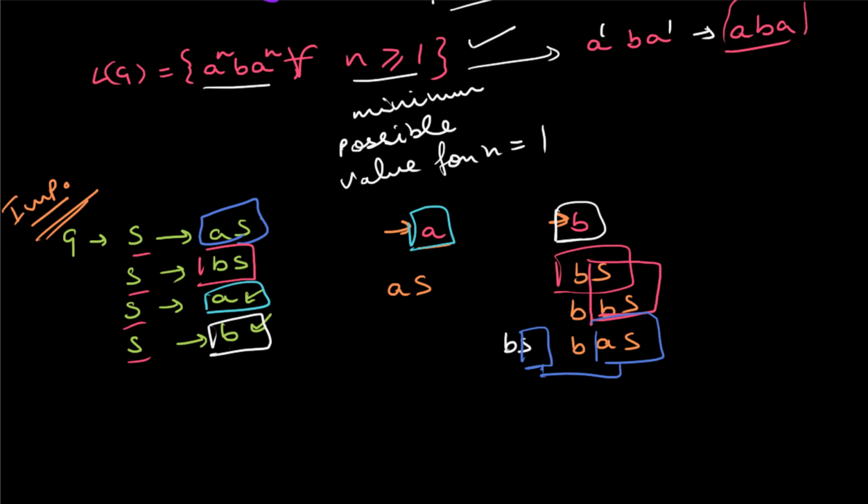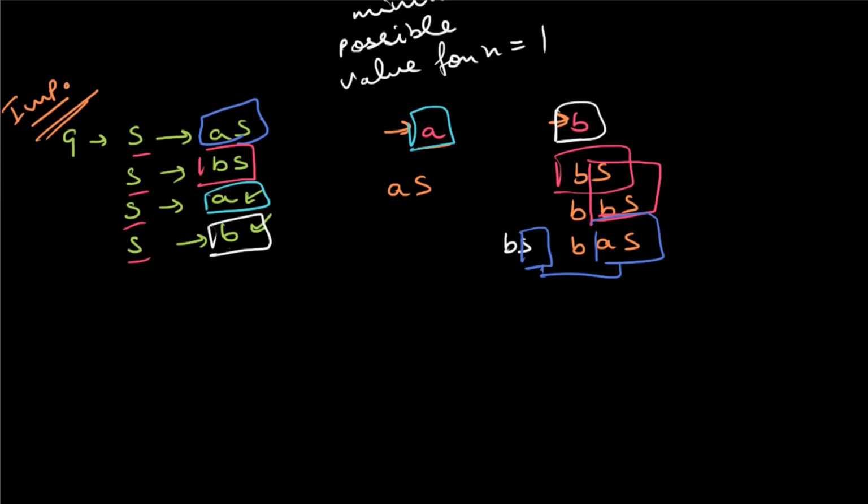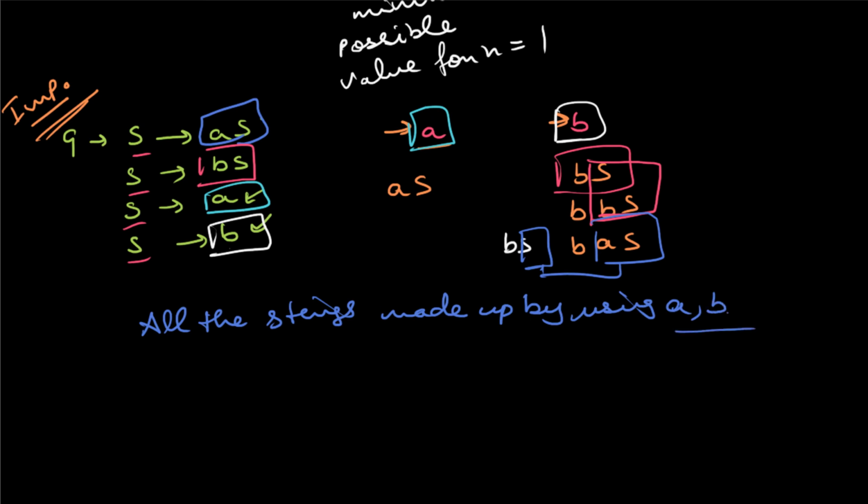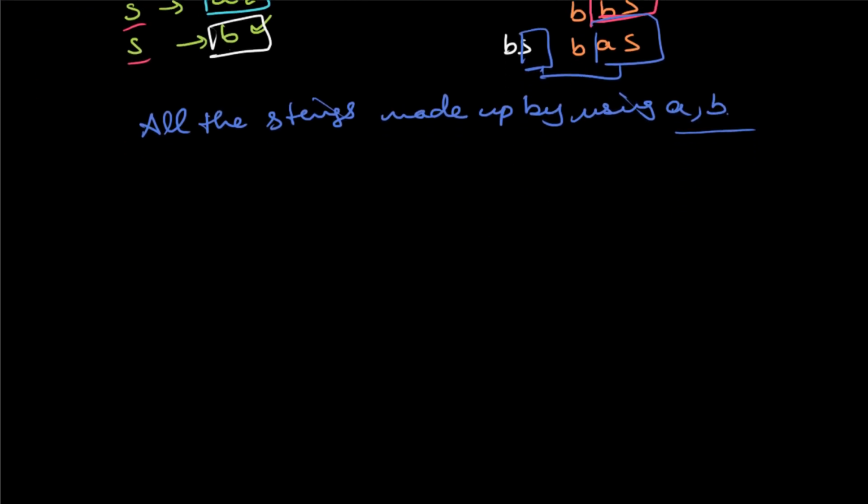Now if you see here, this will provide you all the strings that can be made up by using A and B. So what you'll be writing right here is L(G) belongs to {A, B} closure minus null, and this will be equal to {A, B}+, right?